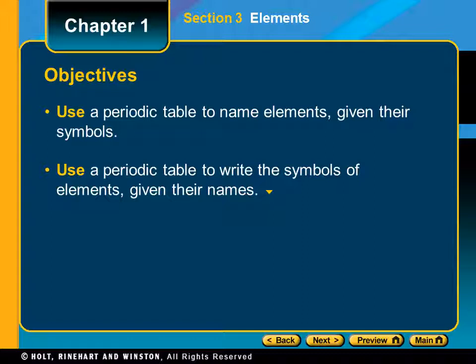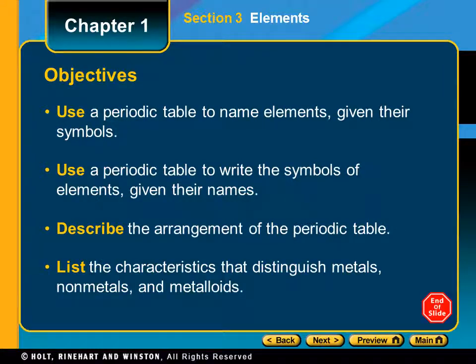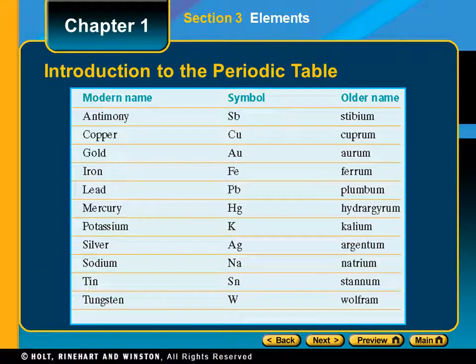Now, this takes us into a section where we want to look at the elements in more detail and start to understand the periodic table, understanding symbols of elements and their names, understand the arrangement of the periodic table, and list the characteristics that distinguish metals, nonmetals, and metalloids. So we have our introduction to the periodic table. You have a modern name, you have a symbol, and you have an older name. I'm not interested in the older names. I am interested in you memorizing the symbols and memorizing the names that go with the symbols.